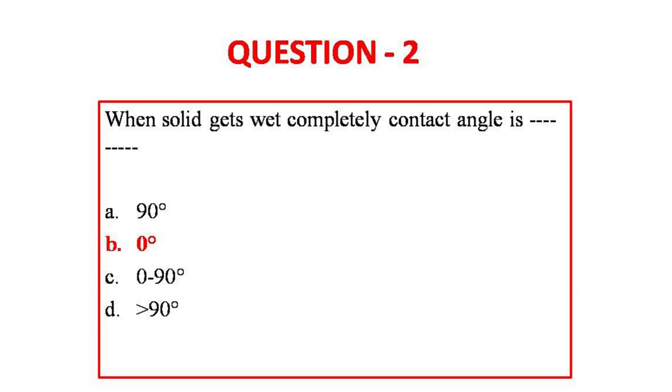So if you see, if the contact angle is less than 90 degree, the result is rise of the liquid. If the contact angle is greater than 90 degree, then the result is depression of the liquid. But in case of proper wetting, the contact angle is going to be 0 degree.